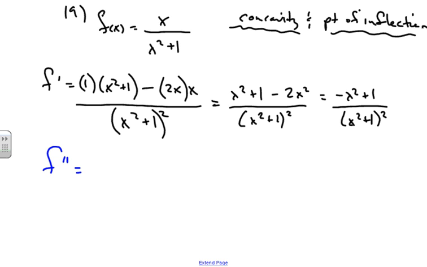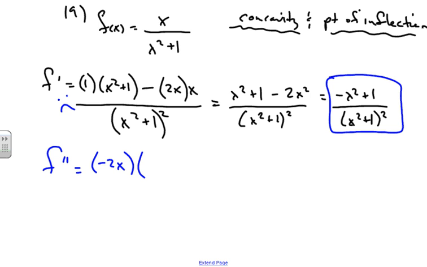All right, so from here, we're going to find f double prime, and we're going to use this simplified function because it's much easier to find the second derivative of that rather than this. Boo. All right, so from here, we're going to take the derivative of the top, which is negative 2x, times the bottom, which is x squared plus 1 squared, minus the derivative of the bottom now.